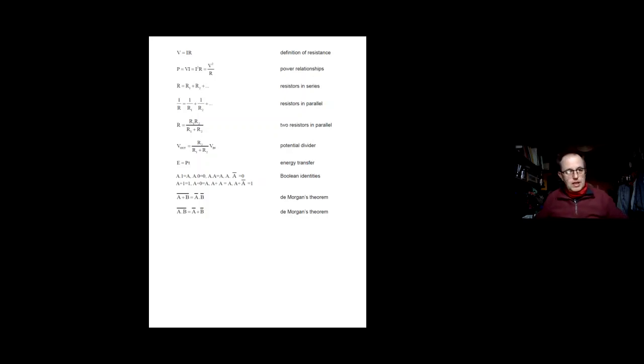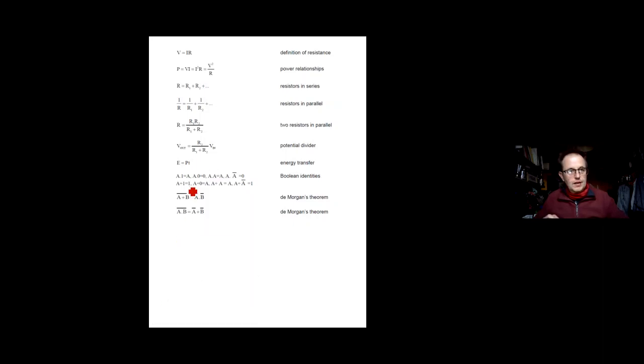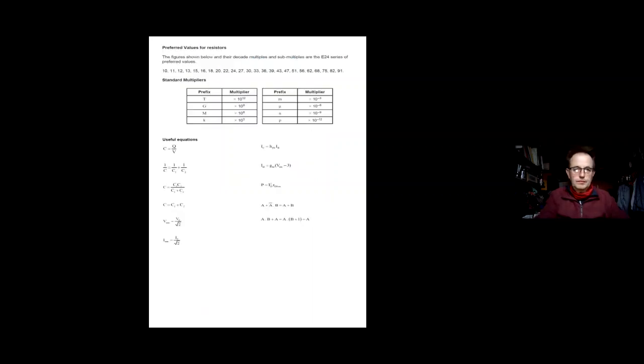Equations which are not given to you in the exam, please remember you have V equals IR. So you've got the V equals IR one. Please remember to use that correctly. Write it down at the start. Other equations which I'll be using are the power equations. We've got the IV and we've got the I squared R.